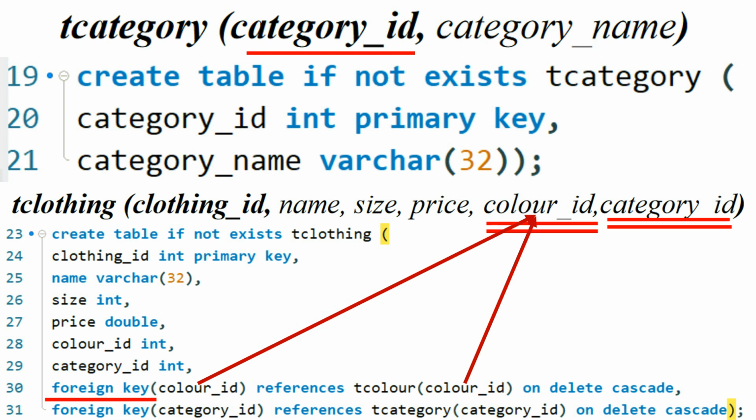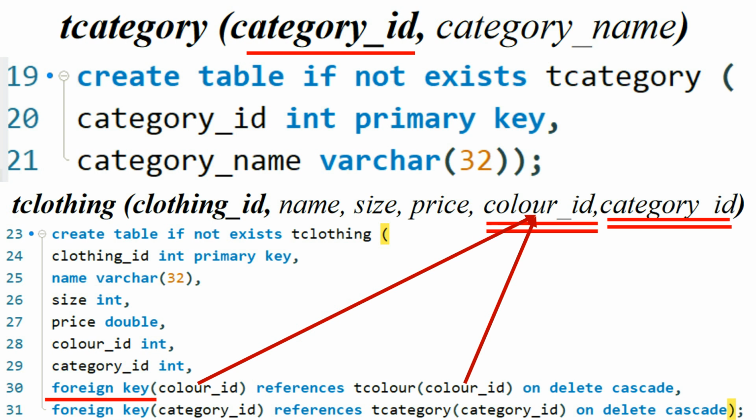Color ID int, category ID int, and then here we are now enforcing referential integrity on line 30, where we are saying foreign key is color ID. So when we say foreign key color ID, we are referring to the color ID that is on line 28, which references table T color, in the T color table.